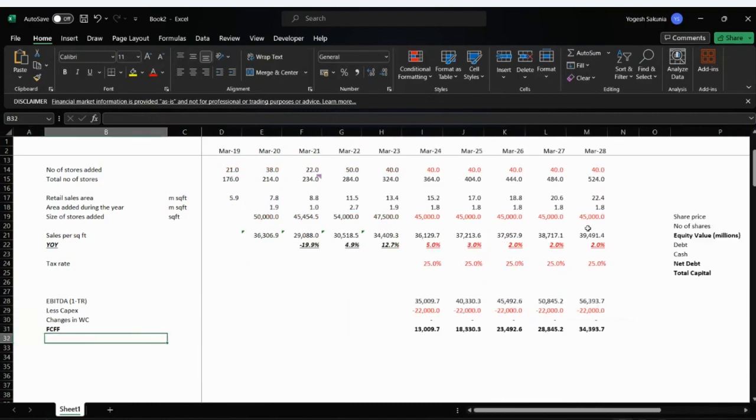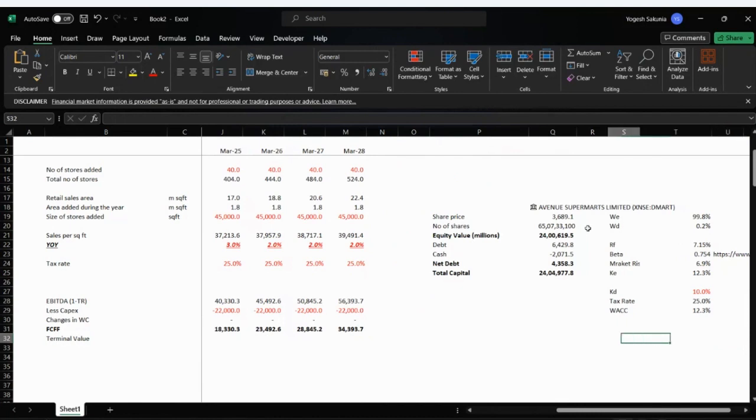Okay, now we forecasted it for 5 years. We also need to look at a terminal value, so we will calculate the terminal value also here. There are various ways of calculating terminal value, but we'll be using the present value of a growing perpetuity. For that, we need something called the terminal growth rate. We will put it around 3.5%.